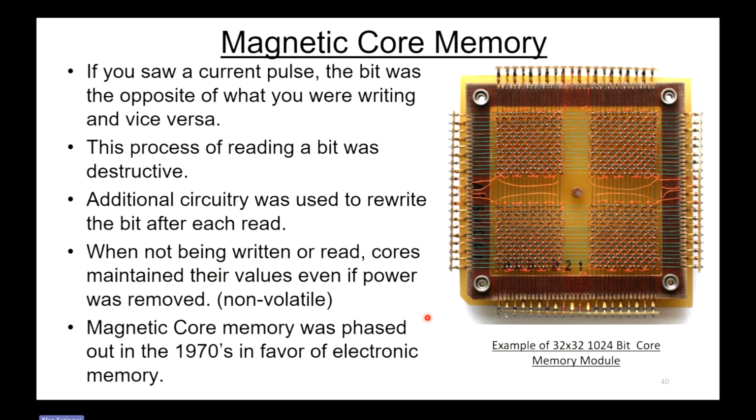So when not being written or read, cores maintained their value even if power was removed. This is non-volatile. Magnetic core memory was phased out in the 1970s in favor of electronic memory. This stuff, though, is really super rad hard. It was the big thing about core memory. It's super rad hard and very reliable. However, it takes up a lot of space.